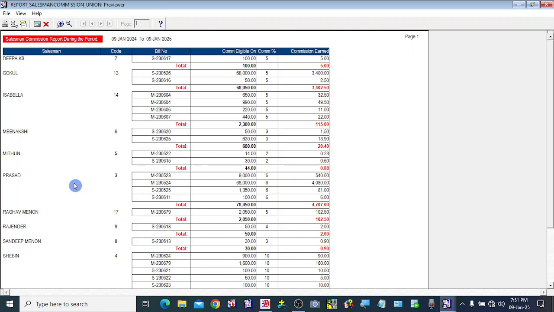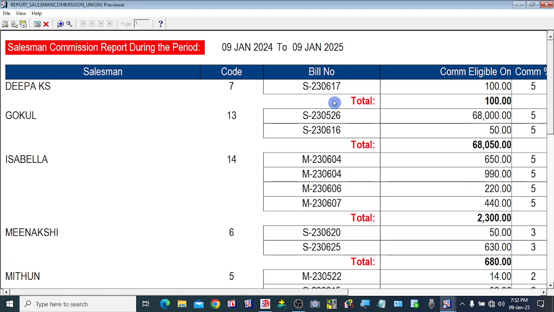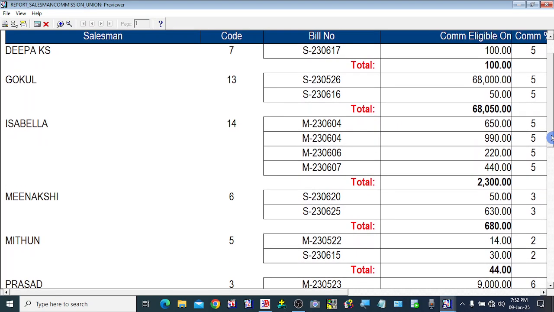In this report, it is very clear against which bill the salesman has earned the salesman commission, that we can see in this report. One more piece of information is there in the bill number. Whichever bill number is prefixed with the alphabet S means in this sales bill only a single salesman is involved. If any sales bill is preceded with the alphabet M, it means in this specific bill multiple salesmen are involved.